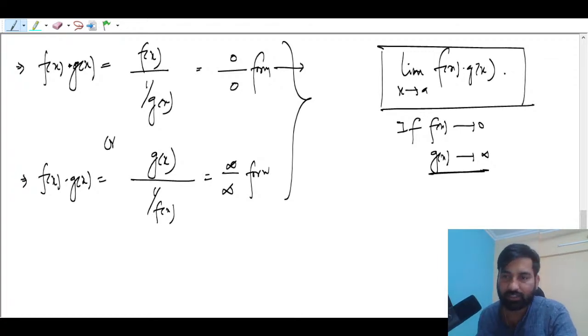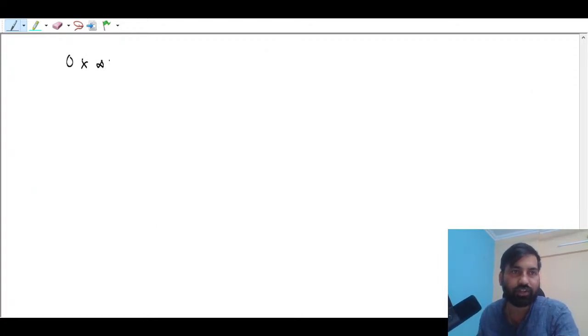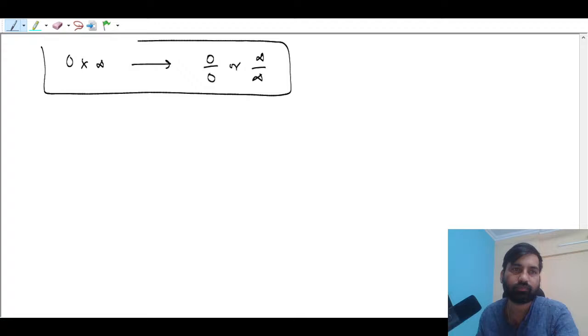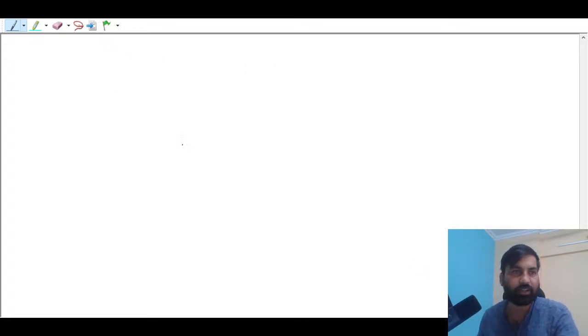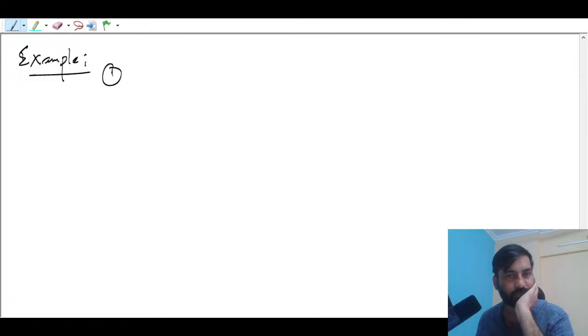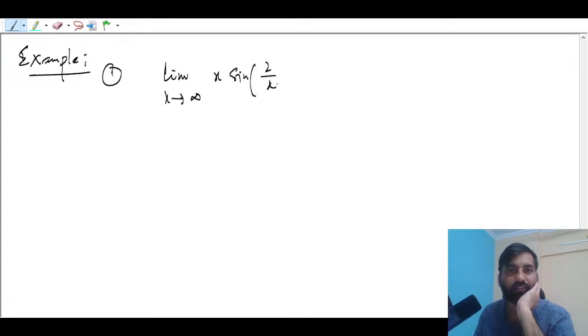What you're doing here is converting the 0 times infinity form to 0 by 0 or infinity by infinity form, so that you can now use L'Hopital. So let me take one question and explain it. The very first question I'm taking here is, suppose you have to compute the limit x tending to infinity of x sine 2 by x.